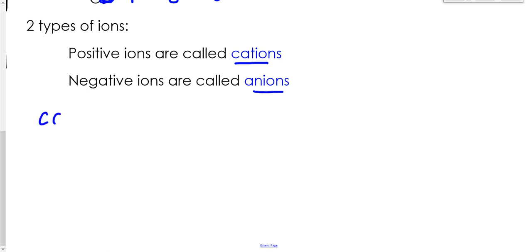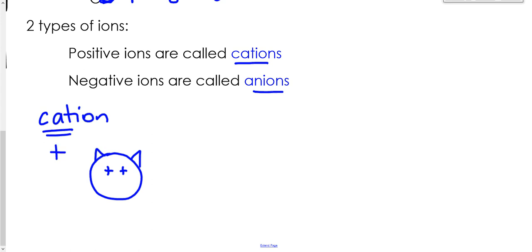So here it is. All right, cation, kids always think of cats. So if I draw my cat, I'm such a good artist. And we draw little pluses for eyes. So your cation you can think of as pluses for eyes. That could help you remember that cations are positive. All right, I know it's silly.